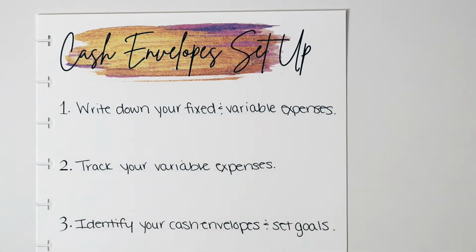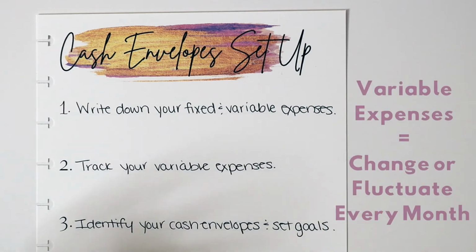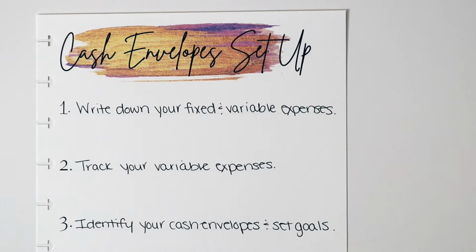And then the variable expenses are the expenses that change or fluctuate from month to month. So they're separate from your bills, and that's when you usually have a little bit of wiggle room that you can make some changes. You can add or subtract a little bit from your budget to make those categories work each month. Now, the variable expenses are the ones that I want to really focus on because those are the areas that we overspend in our families.